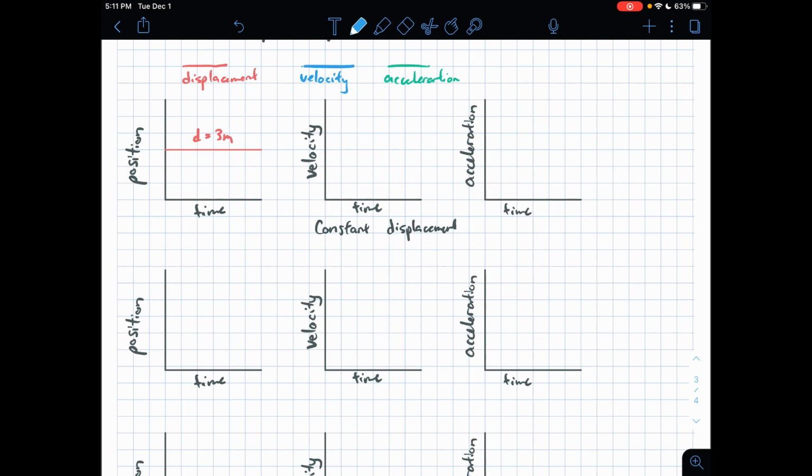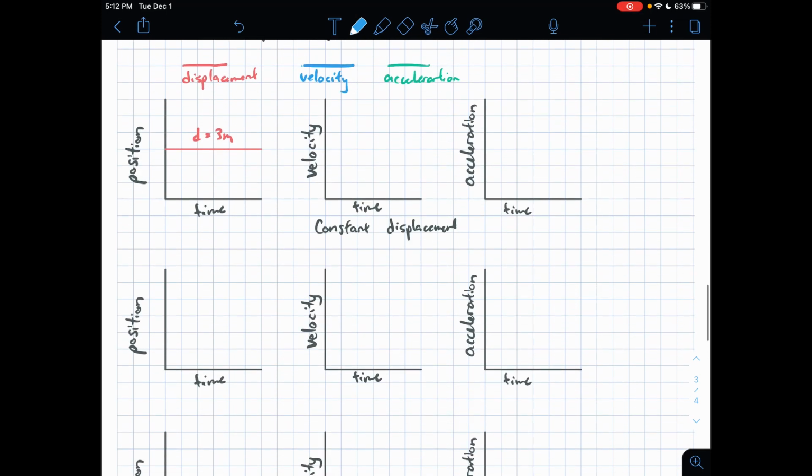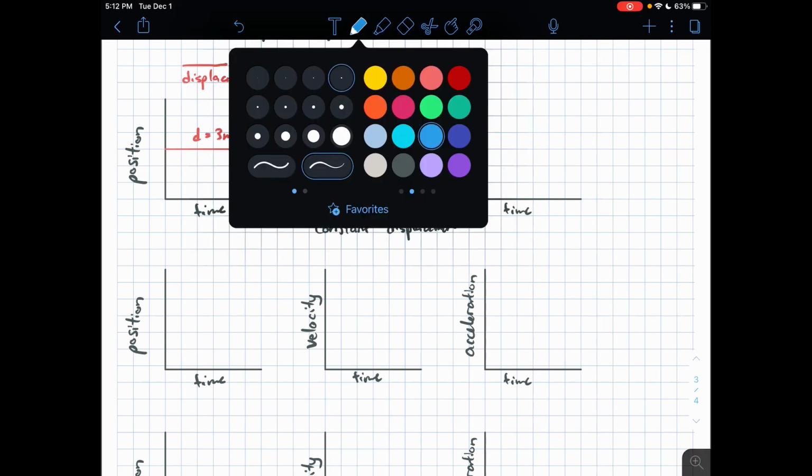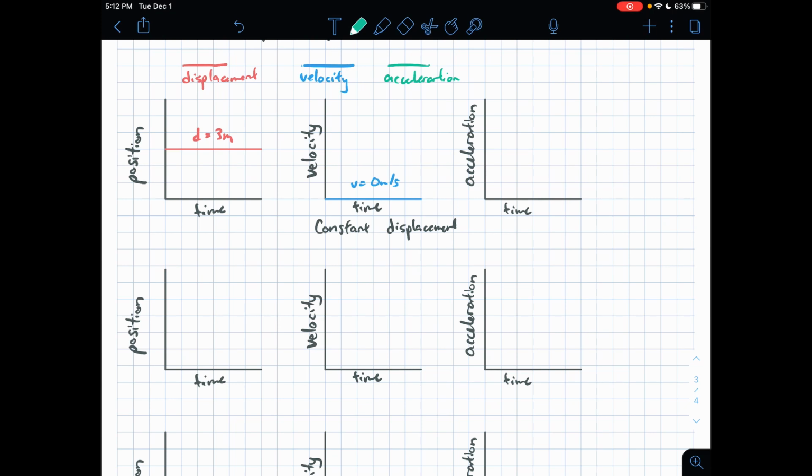Now we have the velocity. It's not moving, so what does that say about the velocity? When a car's not moving, how many kilometers an hour is it going? 0. So your velocity will be 0, and it'll be a flat line. Now we have your acceleration. If your object is not even moving, doesn't even have any velocity, then obviously your acceleration will also be 0.